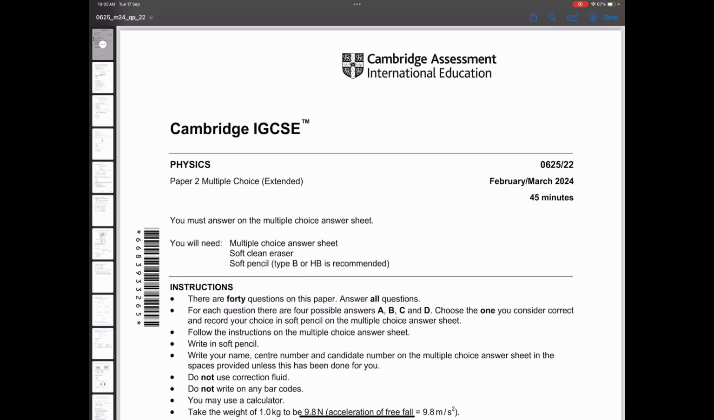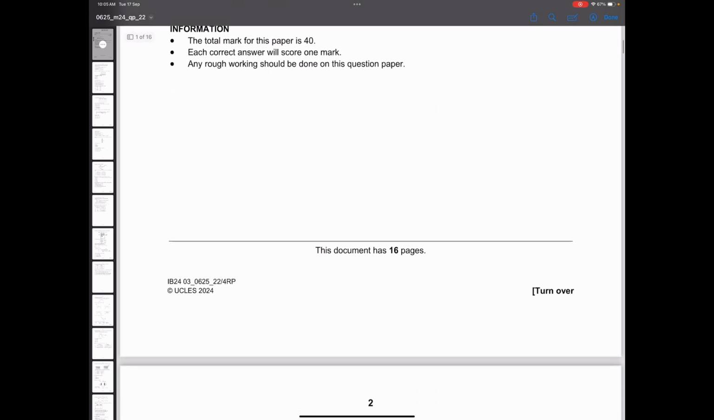This paper is IGCSE Physics Feb-March 2024 MCQ variant paper 2 extended version. Now let's start with the first question.